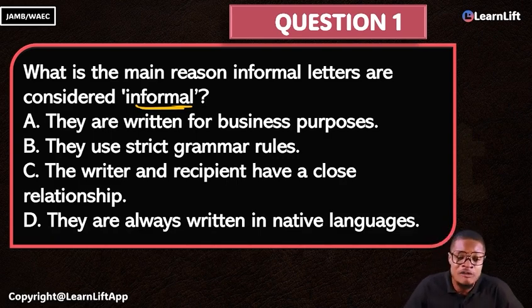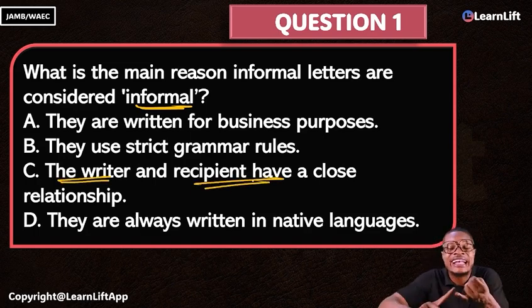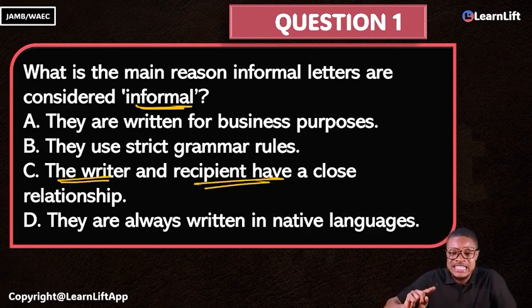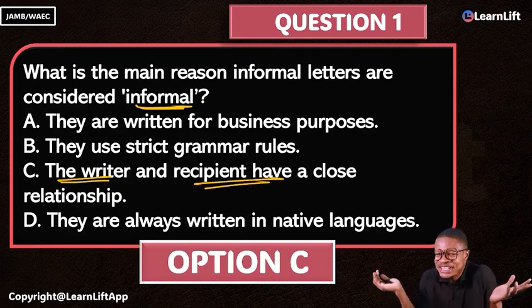What is the correct answer? Of course, the writer and the recipient, what do they have? A close relationship. What type of letter is that? Informal letter. Option C. And you're out of there. Very simple. Easy and direct. Yeah, let's go.